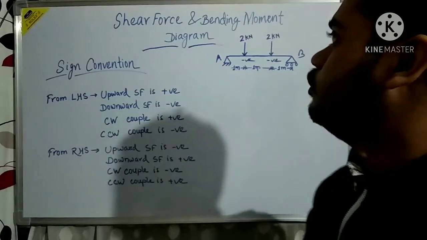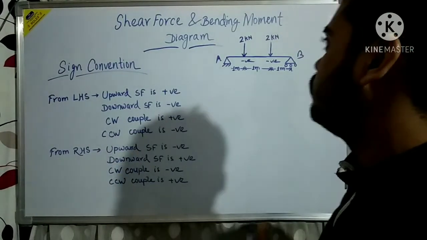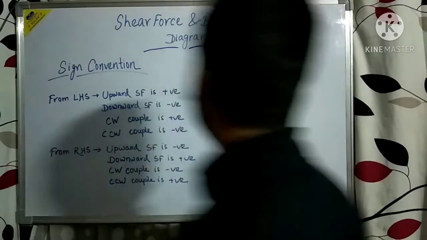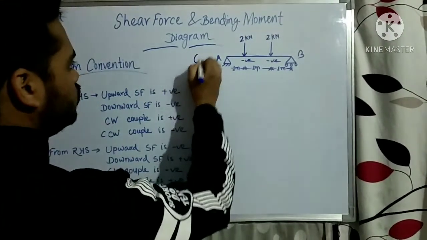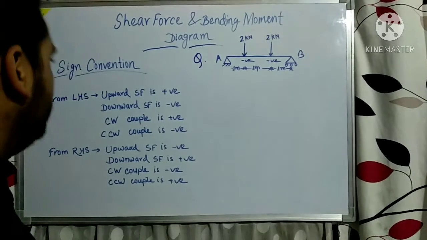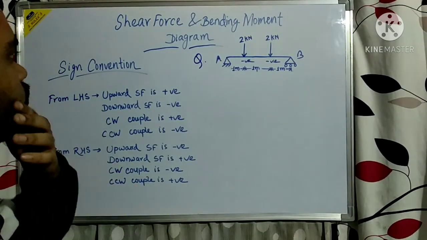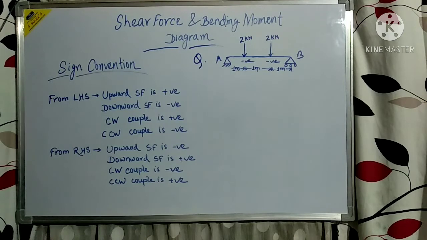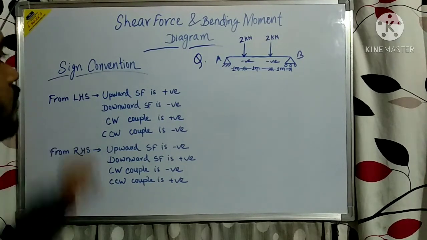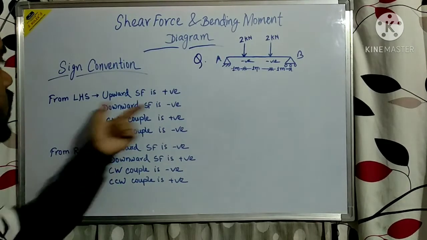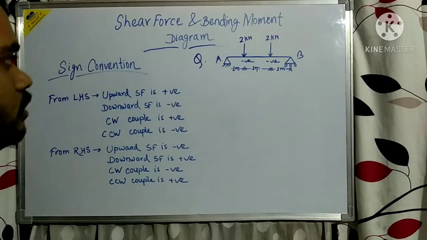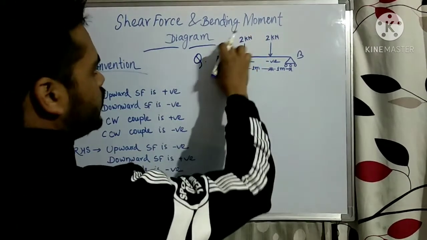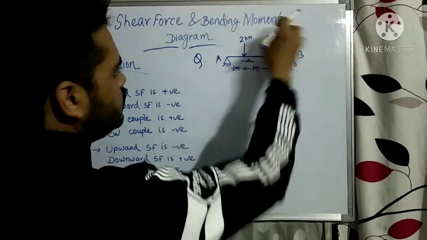So in this video I am going to discuss one important topic, that is shear force and bending moment diagram. Okay, so this is one question. Before going to solve, let me explain the sign convention. Not just for this problem, actually, for any shear force and bending moment diagram you can follow this rule of sign convention. If you see from the left hand side of a beam, then upward shear force will be considered as positive. Now, this entire beam system is in equilibrium.